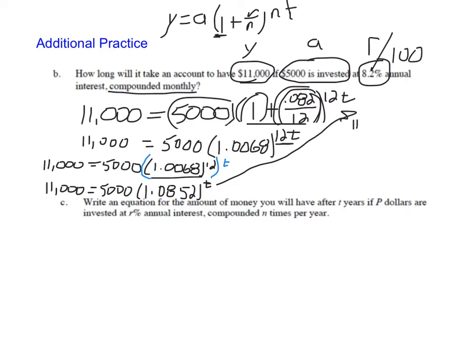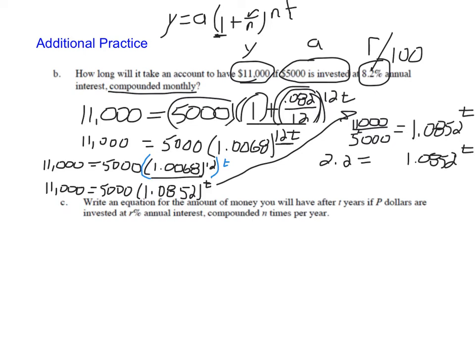So I have 11,000 divided by 5,000 equaling 1.0852 raised to the power of t. 11,000 divided by 5,000 is 2.2, equaling, and I'm going to leave a little room here, 1.0852 raised to the power of t.